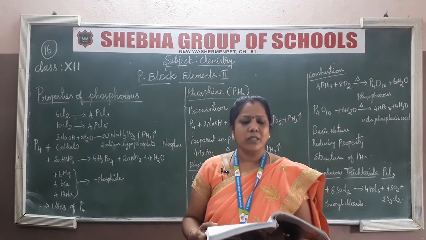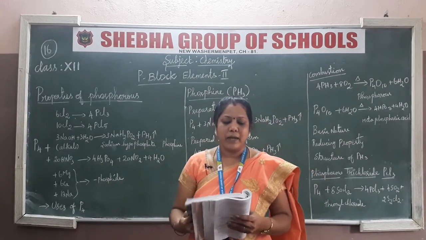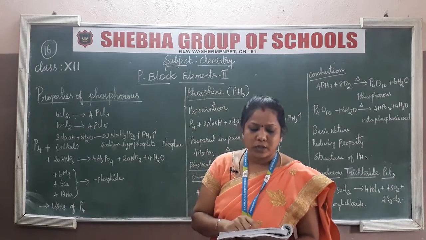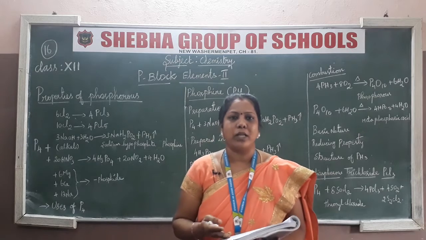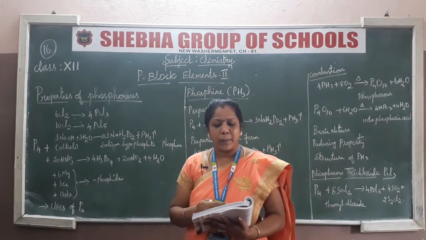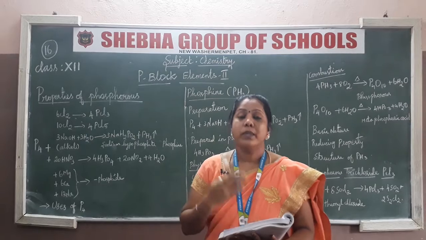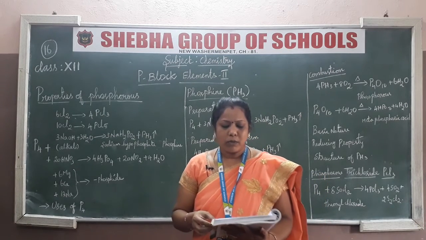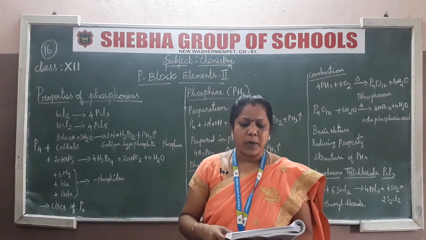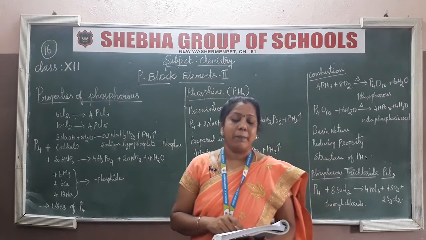And then for uses of phosphorus trichloride, phosphorus trichloride is used as a chlorinating agent, and for the preparation of H3PO3, that is phosphorous acid. Okay? So that is also what I want to explain about, the structure of PCl3.